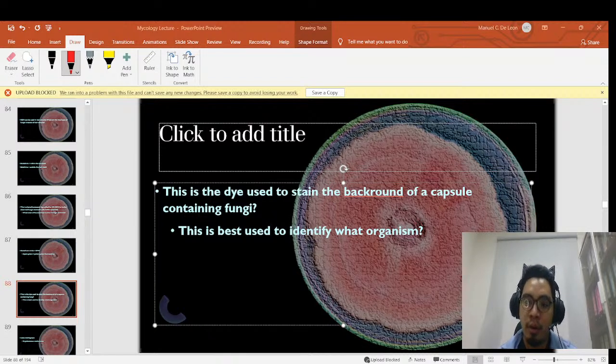Crystal violet? No. Sorry, Adrian. It stains the background rather than the organism itself. Who raised their hand? I saw somebody raise their hand, but I didn't quite catch the name. Ronalisa, all right. Ronalisa, what was your answer? India ink. Wonderful. What is another term for India ink?